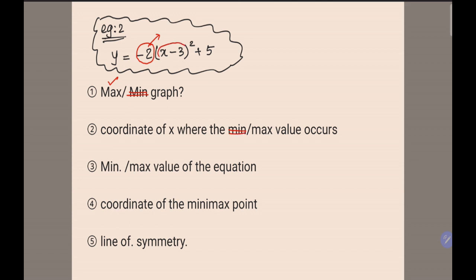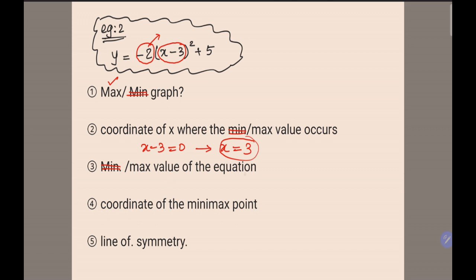Okay, now number 2, the x coordinate where this maximum value occurs. We will get the value of x from this equation, x minus 3 equal to 0. So we will get x equals 3. So x equals 3 is the x value where this maximum value will occur. Since we know it is an equation of the maximum graph, we are crossing out the minimum.